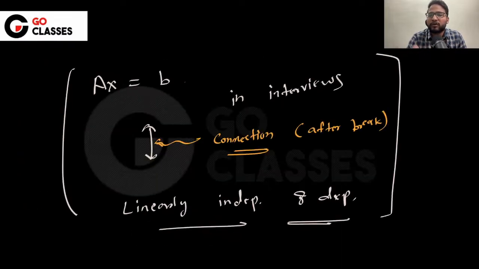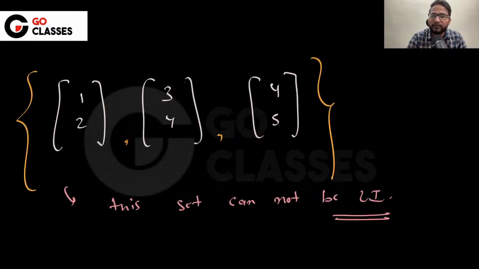Now we were talking about the connection between these two. So I just left with one question that suppose we have three vectors in R2. Are these vectors linearly independent, or could these vectors be linearly independent? So this was the question that I wanted to ask, right?